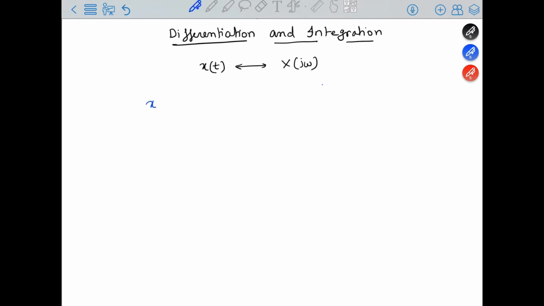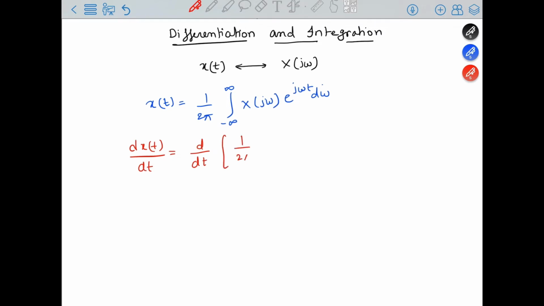And from the inverse transform equation we can write x(t) is equal to 1 over 2π integration from minus infinity to infinity X(jω) e raised to the power jωt dω. Now we'll differentiate on both sides. So we'll take the differentiation on the time axis as d of x(t) over dt, and that will be replicated on the right hand side as well. So that will be d by dt of 1 over 2π integration from minus infinity to infinity X(jω) e raised to the power jωt dω.